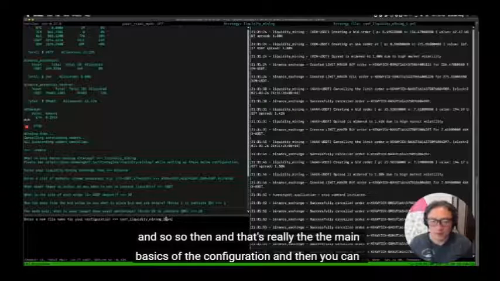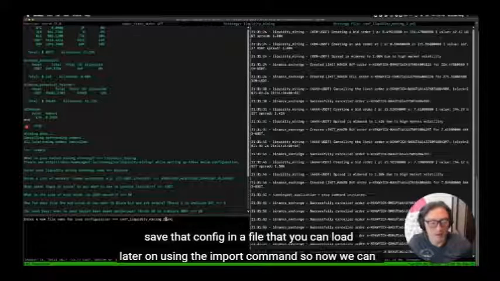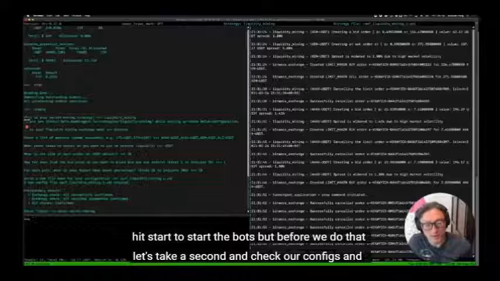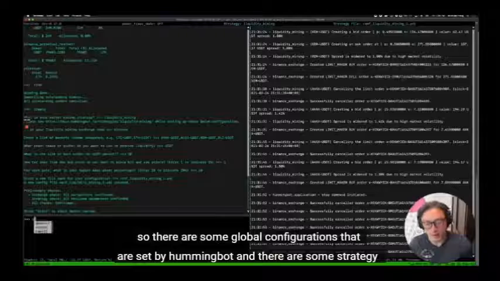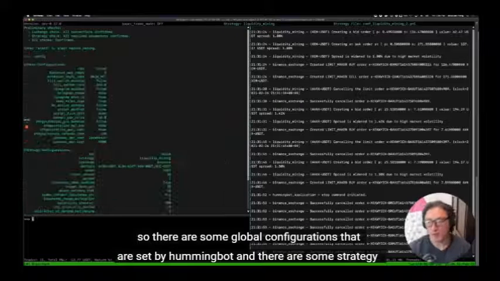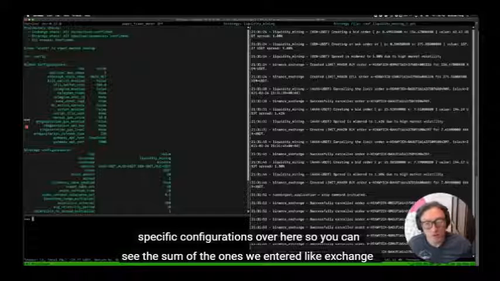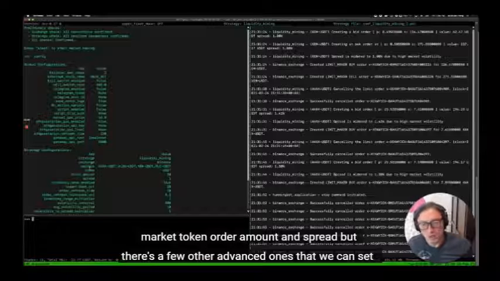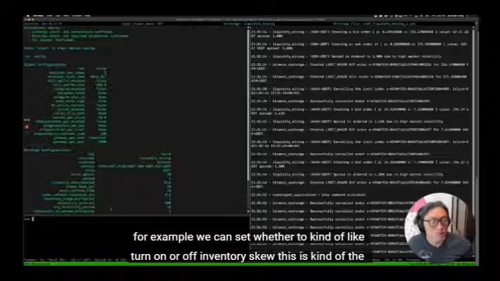And so that's really the main basics of the configuration, and then you can save that config in a file that you can load later on using the import command. So now we can hit start to start the bot. But before we do that, let's take a second and check our configs. There are some global configurations that are set by Hummingbot, and there are some strategy-specific configurations over here. So you can see some of the ones we entered, like exchange, market, token, order amount, and spread. But there are a few other advanced ones that we can set.